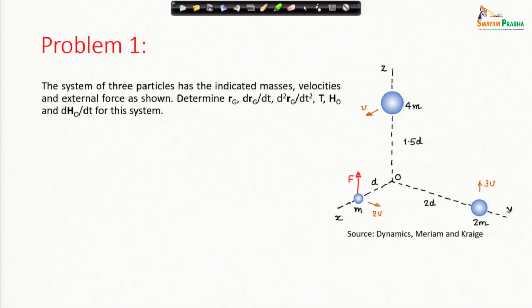Capital T is the kinetic energy of the system. Capital H_O vector is the angular momentum of this system about O, and d/dt of H_O is the rate of change of angular momentum of the system about O.